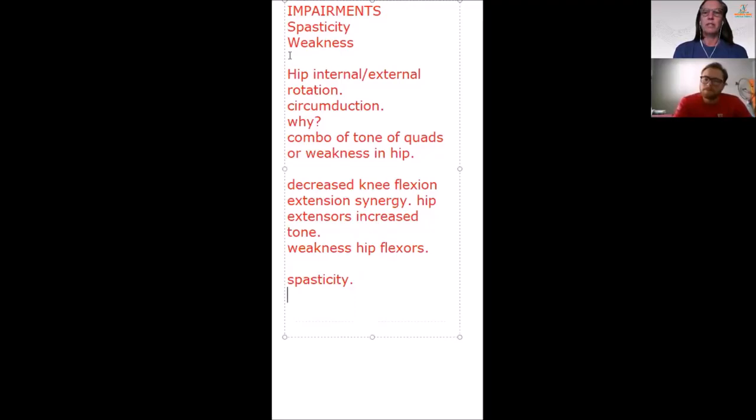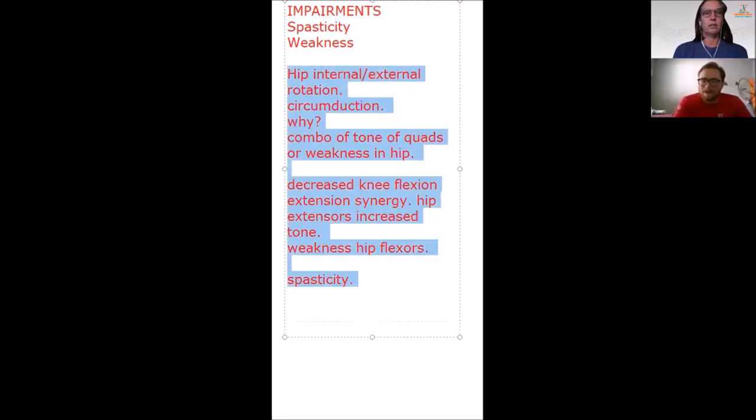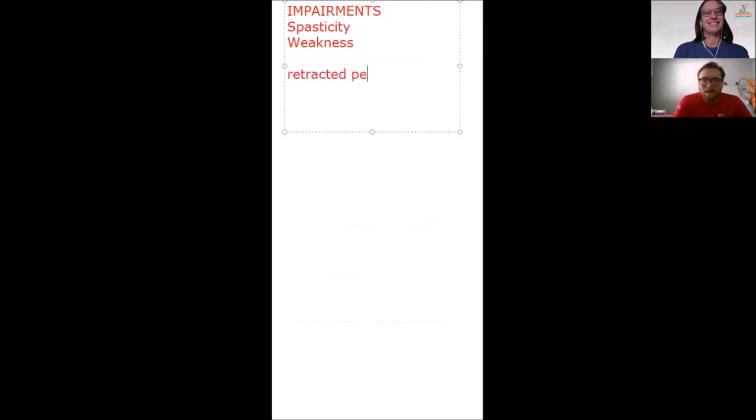What are we going to do with this retracted pelvis? How on earth does one test that? That is a great question, and I was hoping for some guidance from you for that.